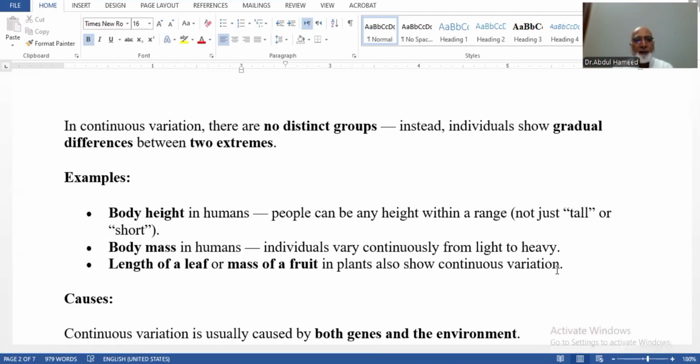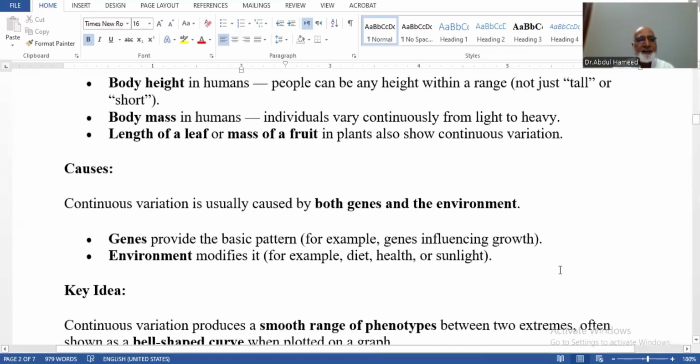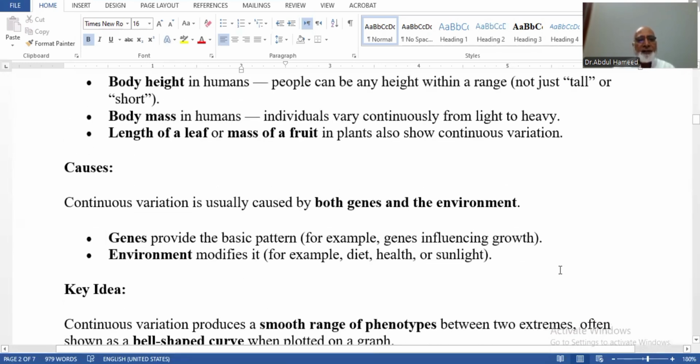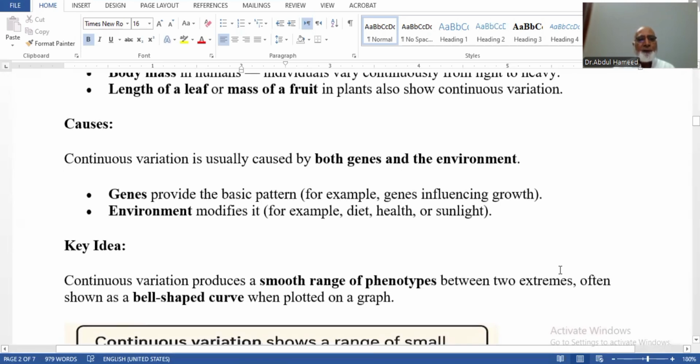So body mass in humans, individuals also vary continuously from light to heavy. Length of the leaf in plants of the same species and mass of the fruits in plants also show continuous variations. So what are the causes? Continuous variation is usually caused by both genes and the environment. Genes provide the basic pattern, for example, genes influencing growth, but environment modifies it, for example, diet, health, sunlight.